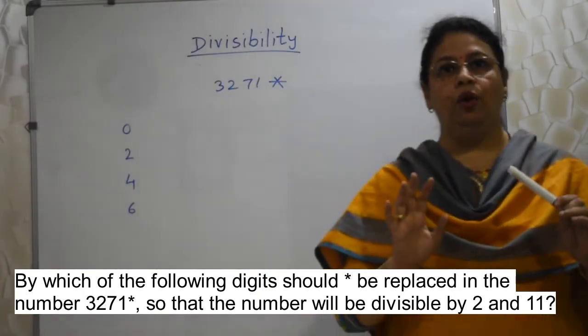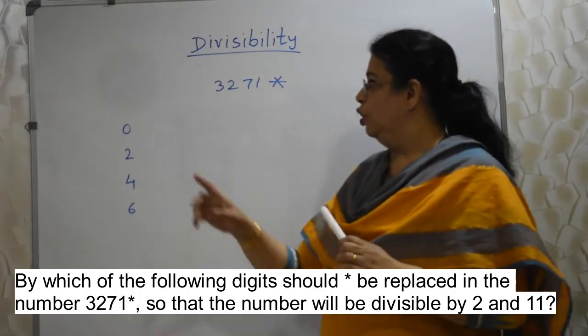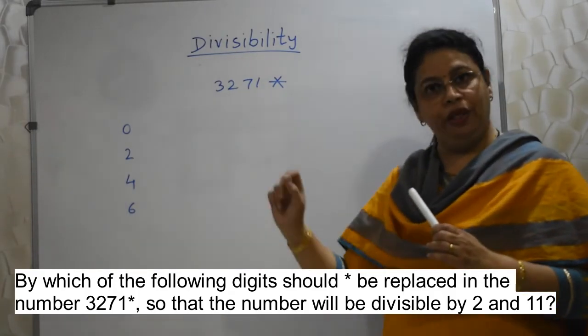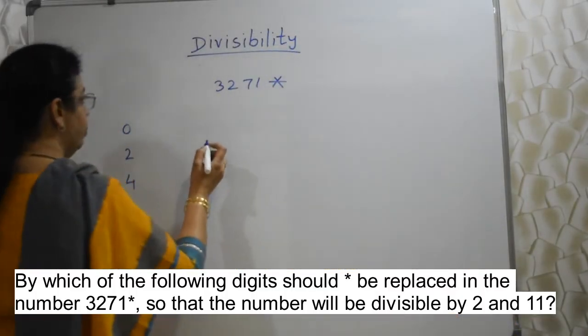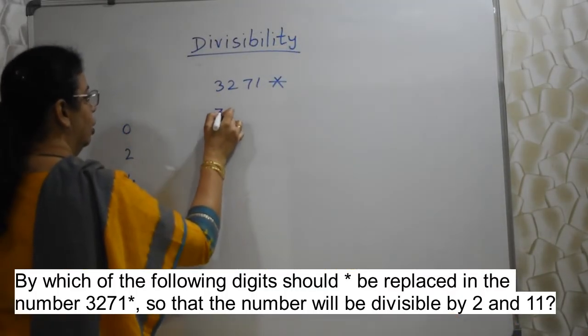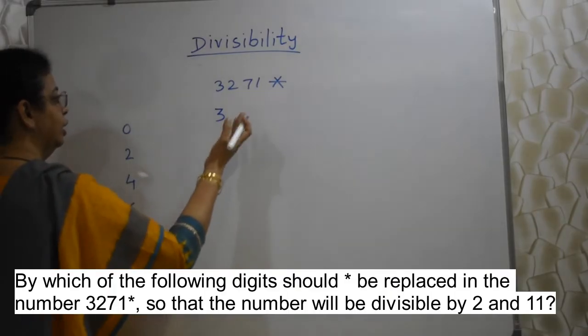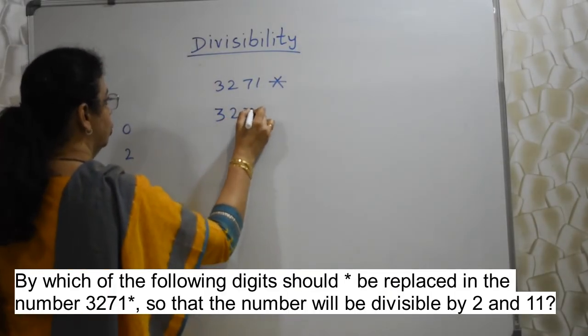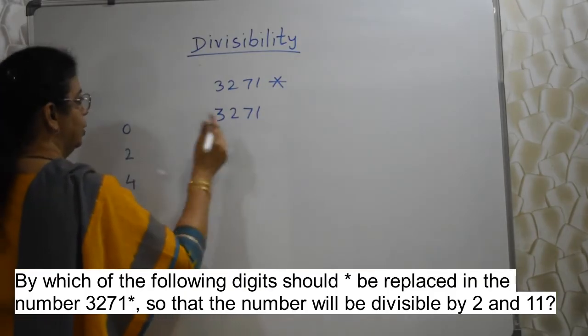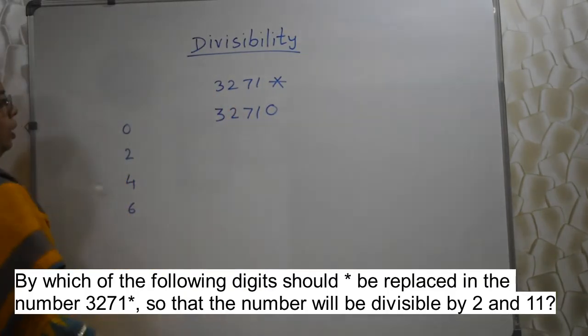Now we need to check only the divisibility of 11. So for that we need to take help of each option and see whether it is divisible by 11. Divisibility of 2 ka tension hi gaya hai because all digits are satisfying that condition. Okay. So 2, 7, 1 and asterisk I am replacing by 0.